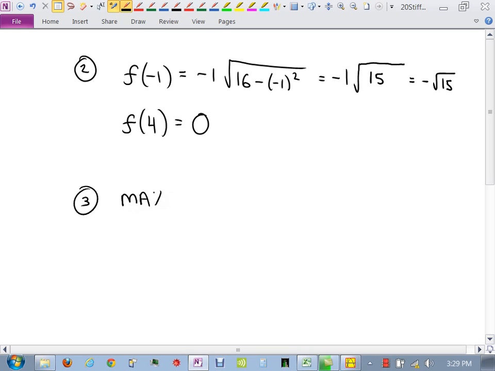So what about max and min here? What's the biggest value my function takes on? 8, right? Happens at root 8. What's the smallest value it takes on? At negative 1, it takes on the value of negative root 15. Any questions? Sure?